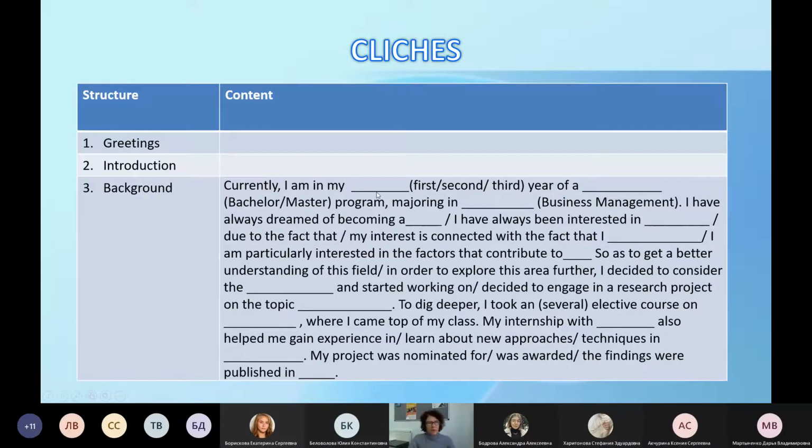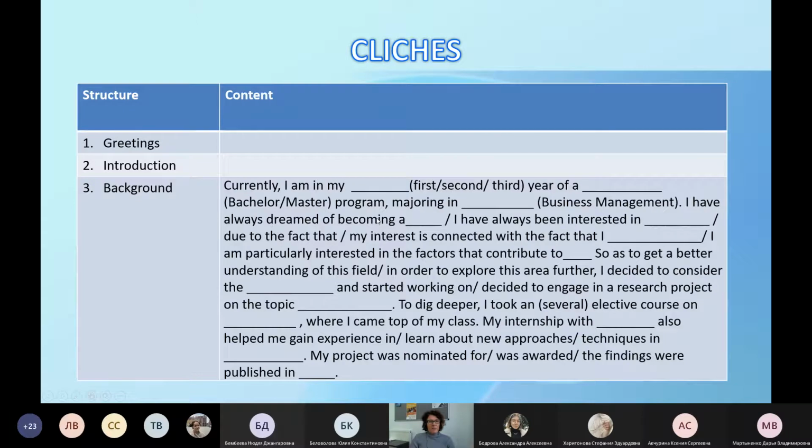Now, just remember what's important to know: in English you do not say "я на первом курсе". You say I'm in my first year. "На втором курсе" is I'm in my second year, right? So that's correct in terms of English. Majoring in, that is, for example, business management, or marketing and market analytics. So you write your major, that is your concentration.